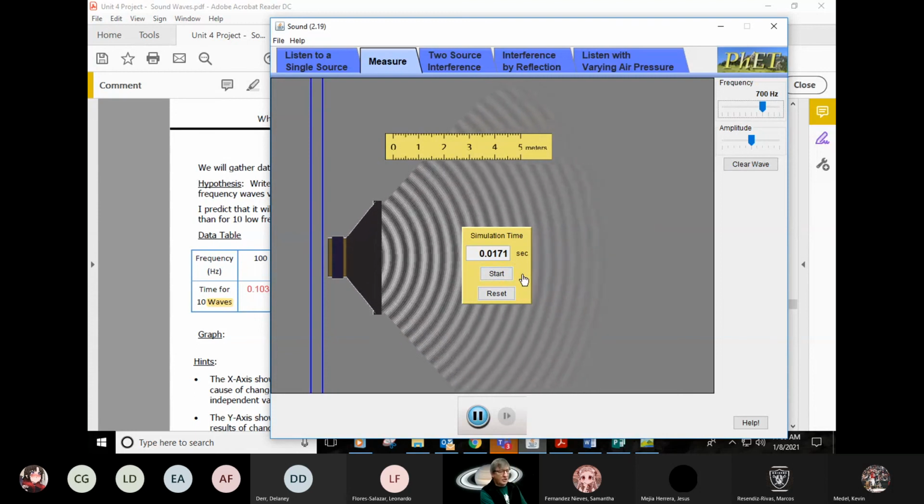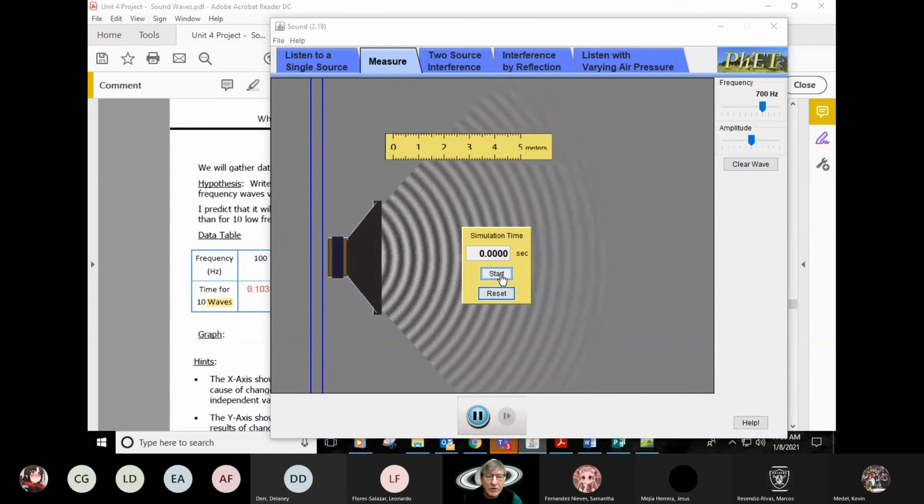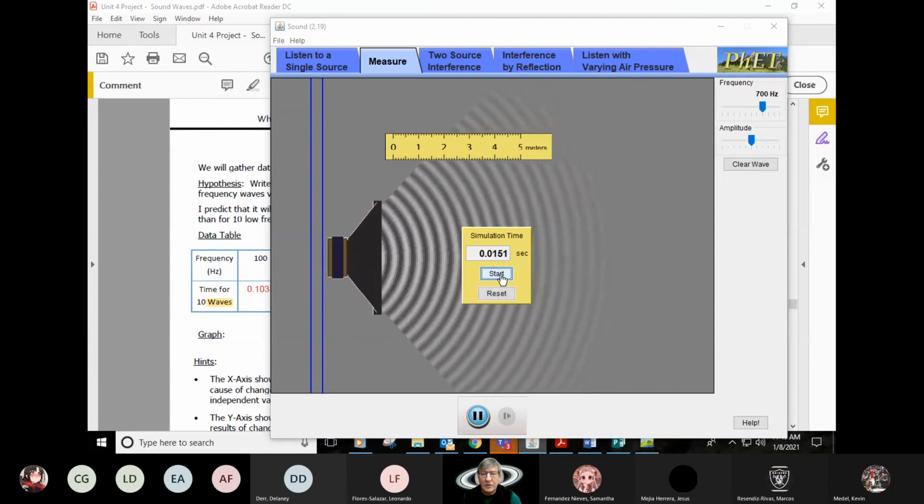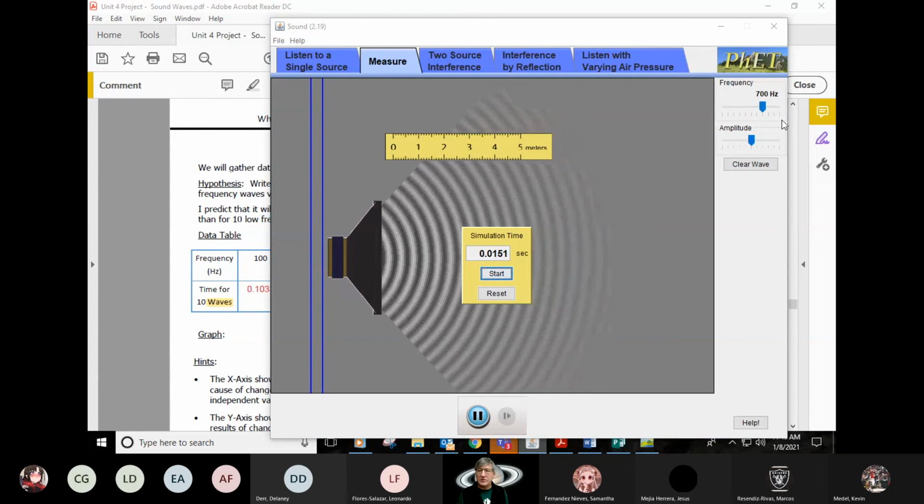The sound changes from 600 to 700. I reset the timer. Get ready. 3, 2, 1, go. 1, 2, 3, 4, 5, 6, 7, 8, 9, 10. 700 hertz, 0.0151.